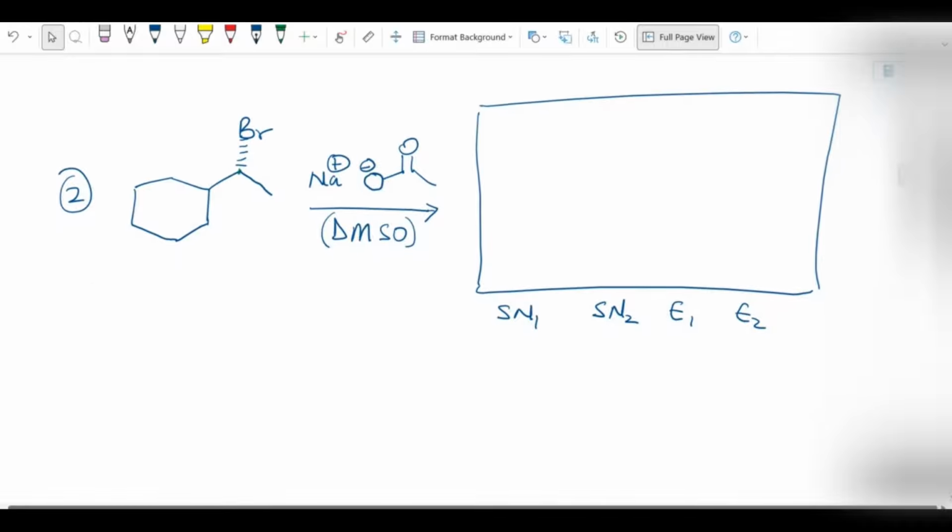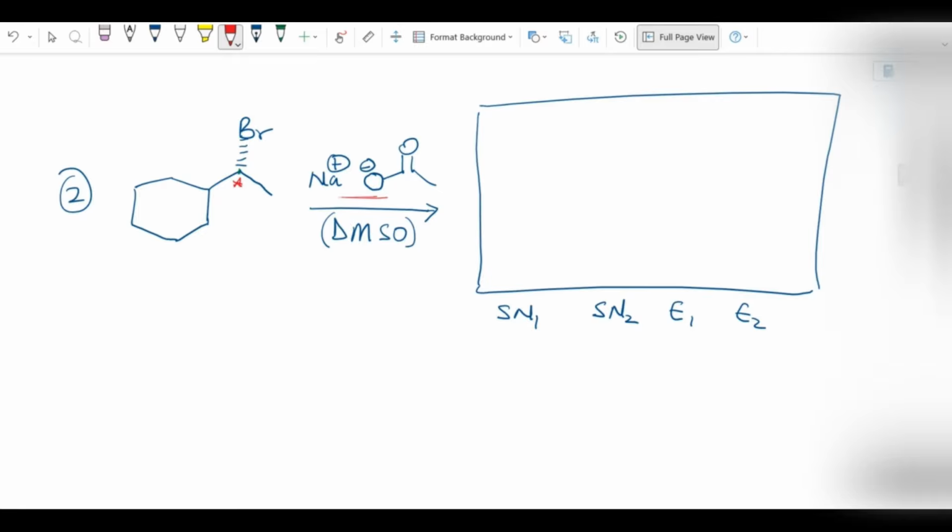The next question asks us to provide the product of this reaction, determine the mechanism of the reaction, and also draw the mechanism. So in this case, the first thing to do is to determine what kind of mechanism this reaction will go through. To do that, we first need to identify the kind of alkyl halide that we have, as well as the type of reagent we have.